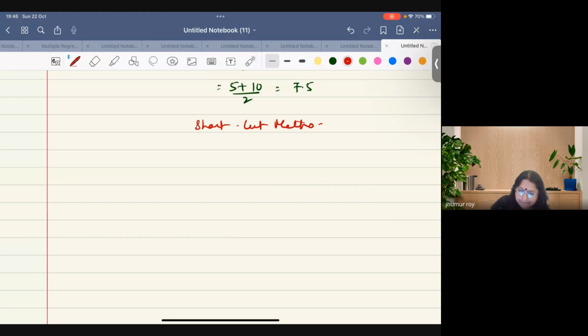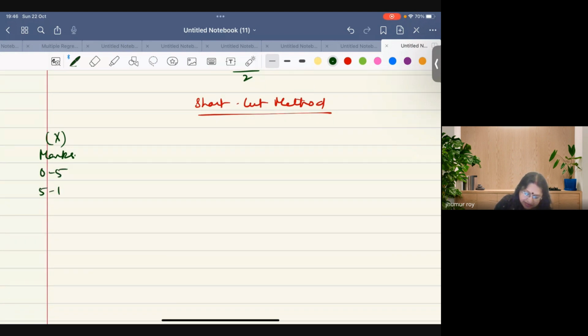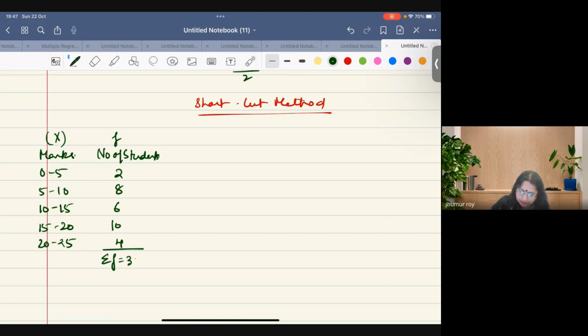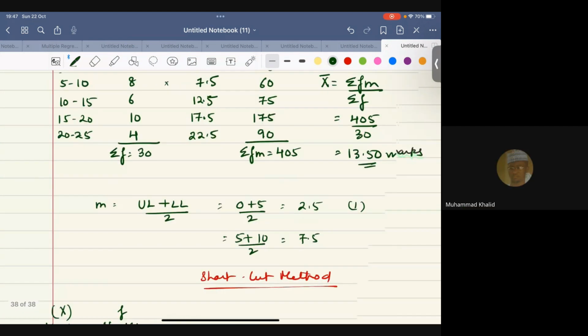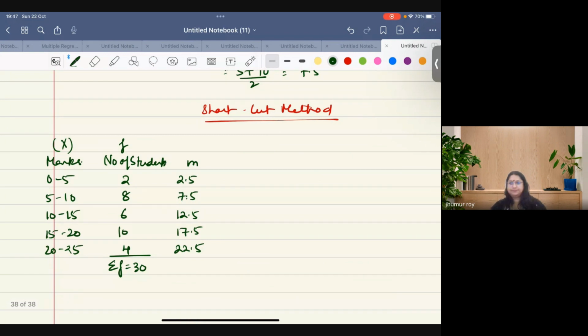That is called the shortcut method. Again, we will write the same table. We'll write X, that is marks: 0 to 5, 5 to 10, 10 to 15, 15 to 20, 20 to 25. Then we'll write frequency, that is number of students: 2, 8, 6, 10 and 4. Sigma F is equal to 30. Because we are doing a continuous series, we will write the mid values: 2.5, 7.5, 12.5, 17.5, 22.5. Same thing we calculated in the previous table, the same column.